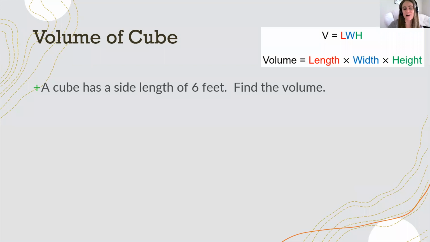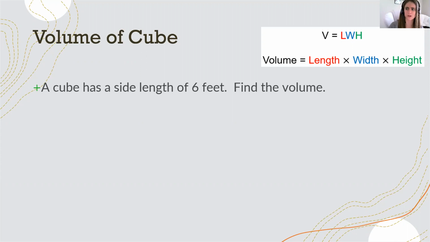All right, let's start off with volume of a cube. If you notice up in the upper right-hand corner, we have our formula for volume of a cube. Your volume is equal to length times width times height. Let's check out our problem here. A cube has a side length of 6 feet. Find the volume. Oh, I'm only given one measurement, but I need length, width, and height.